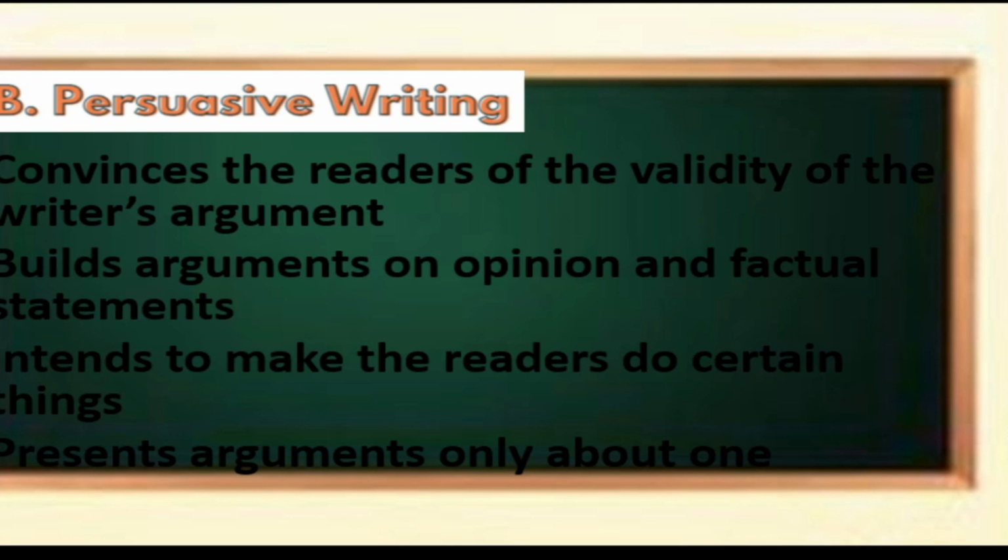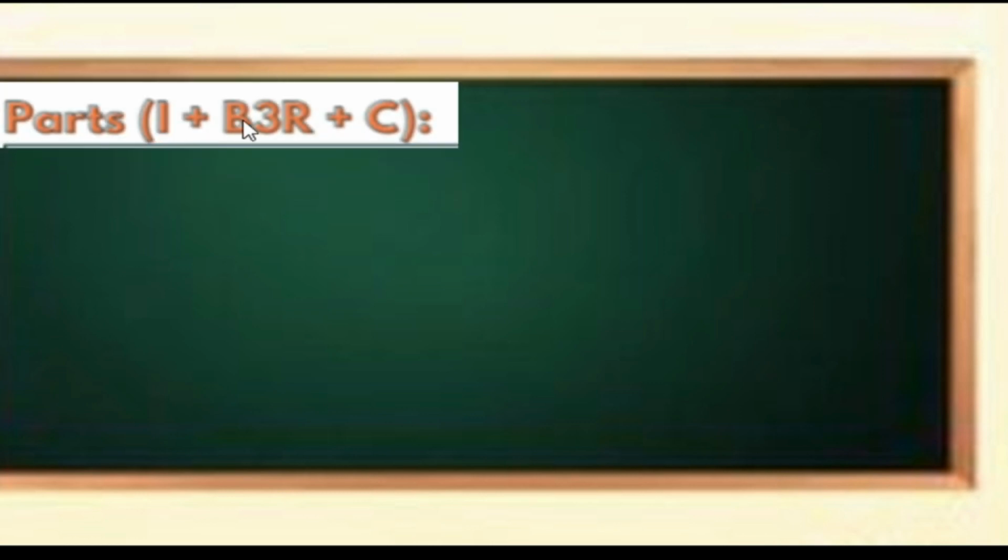So, there are also three parts to a persuasive writing or to a persuasive text. We have I, B3R, and C. I stands for introduction. This is where you articulate your source of information with a thesis statement. So, this is also where you put your reaction to the issue or to the topic.